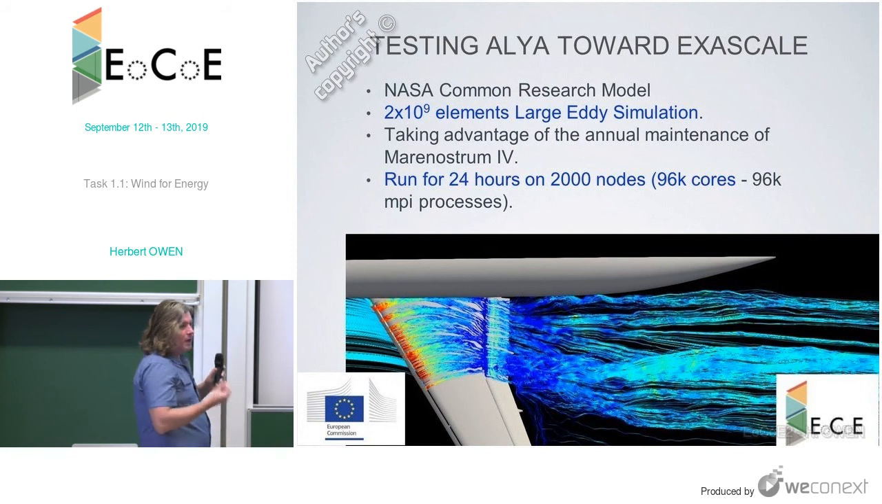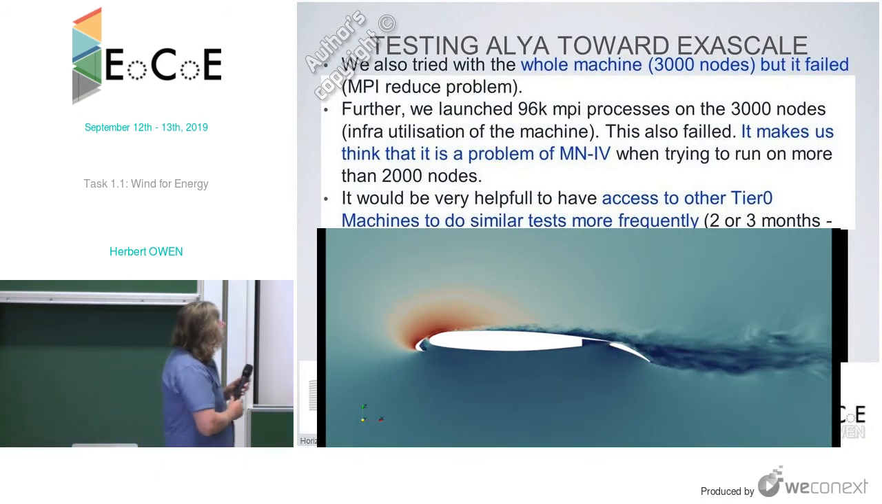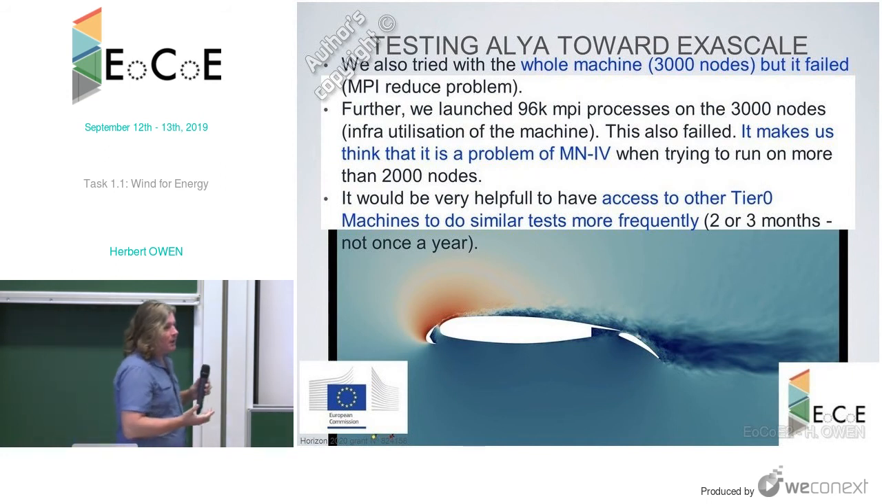It has been a real production run. This is not just a couple of time steps to see it works. We have run this for 24 hours in 2,000 nodes. This is nearly the full Mare Nostrum, 96,000 cores. We have also tested on the whole machine, that are 3,000 nodes, that is nearly 150,000 cores. And here we have problems, and it's very difficult to know what these problems are.